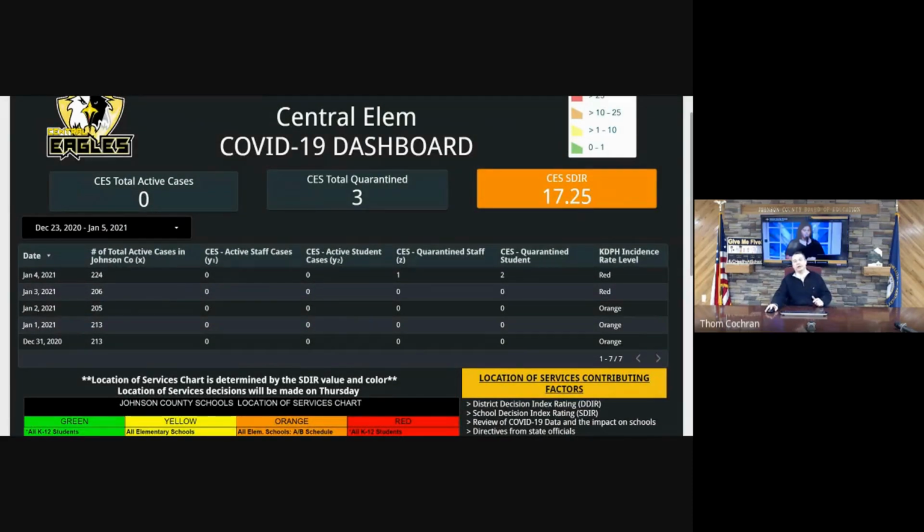The SDIR number is comprised from a collection of a variety of data sources, including the total number of active cases in Johnson County, the total number of active staff cases, student cases at that school, and the total number of quarantined staff at that school, as well as the current KDPH incidence rate level. The SDIR numbers, as well as the DDIR number, will be information that we use to inform our decisions concerning school for the following week.